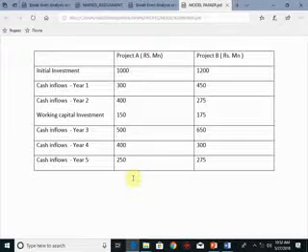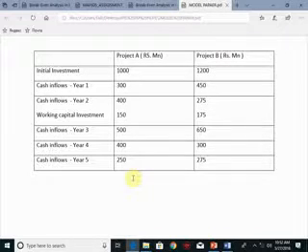Year 1 means what? At the end of year 1. That's how the project cash flows have been given, at the end. Year 2 means at the end of year 2. We are preparing a table. We have to calculate the accumulated cash flows. Payback, project A, accumulated cash flows.